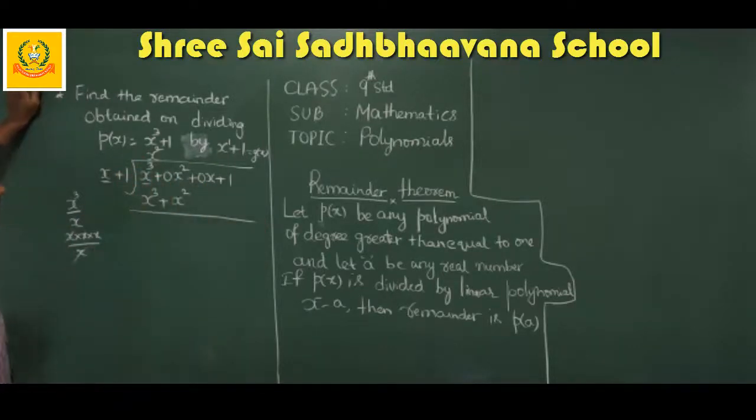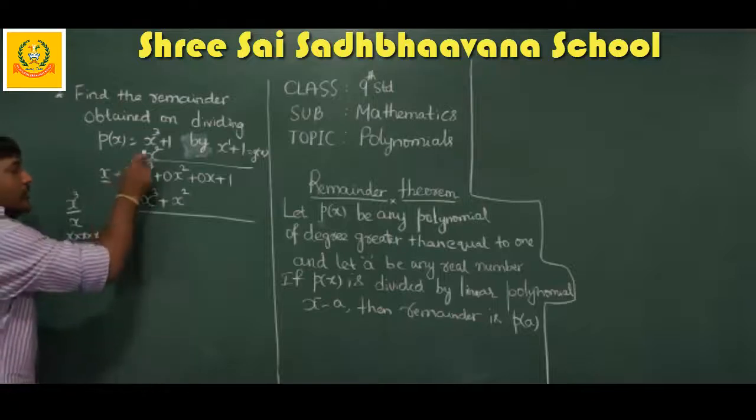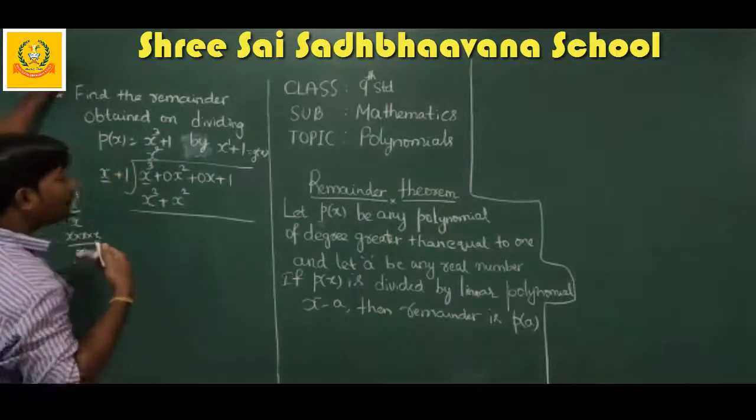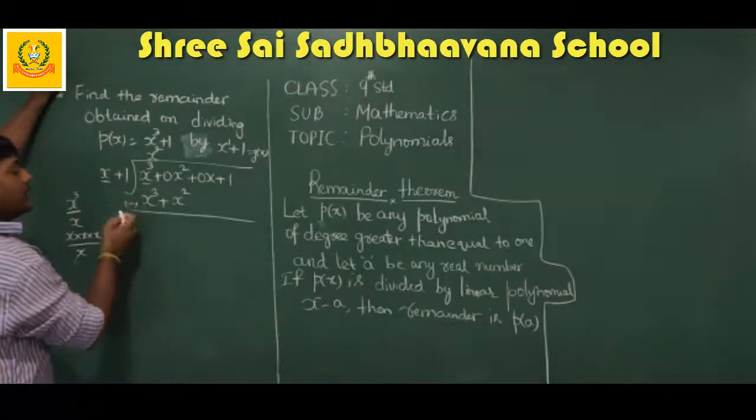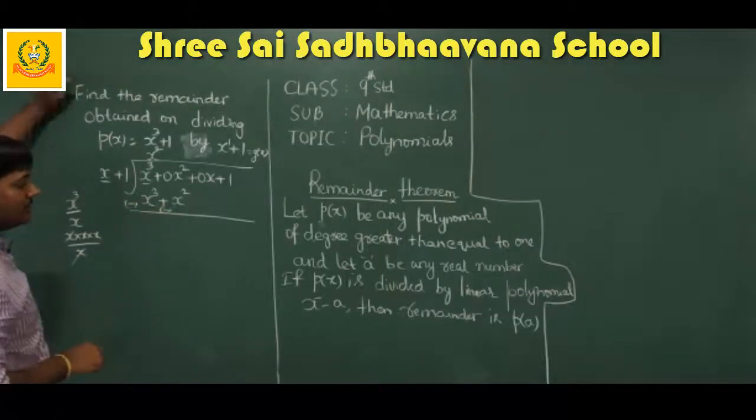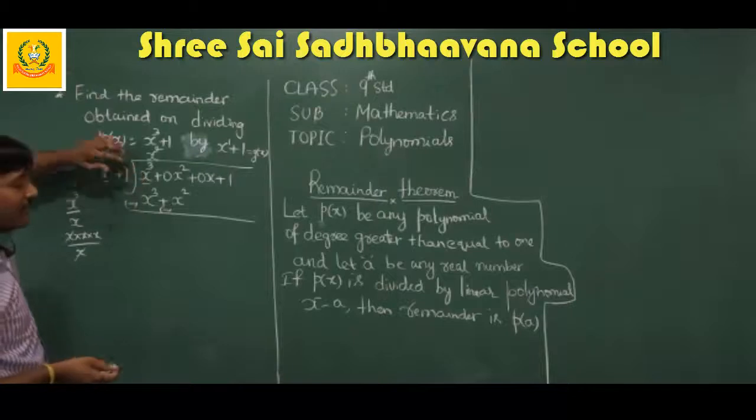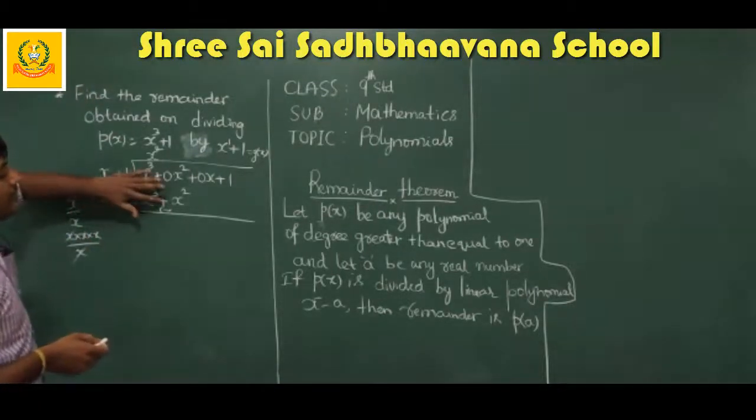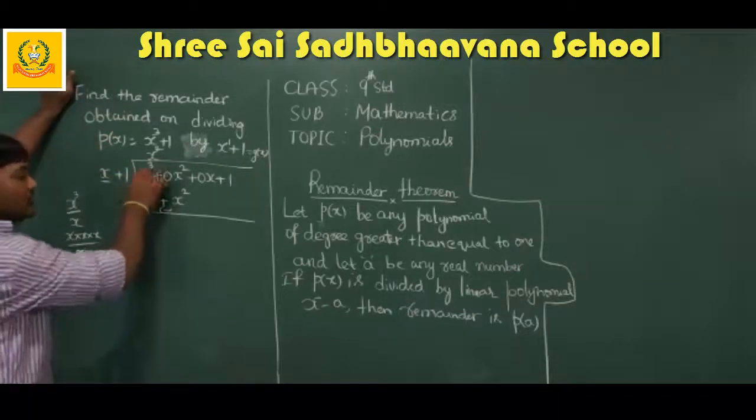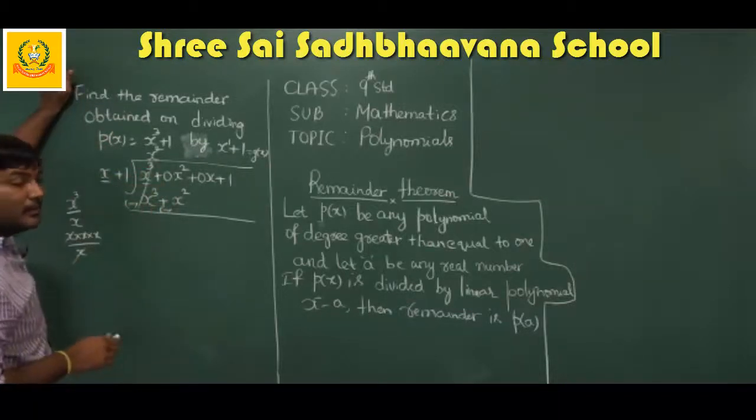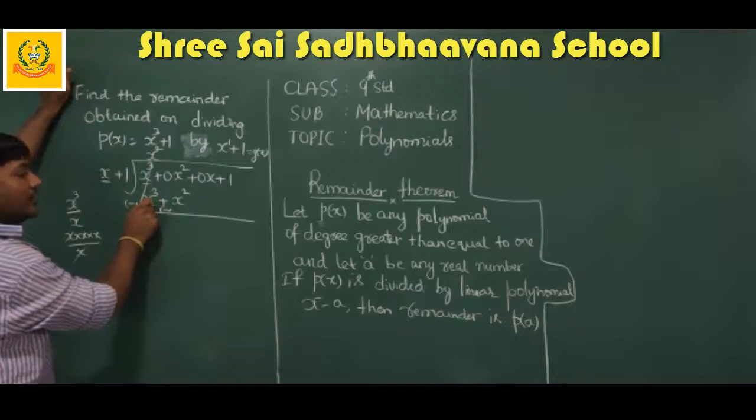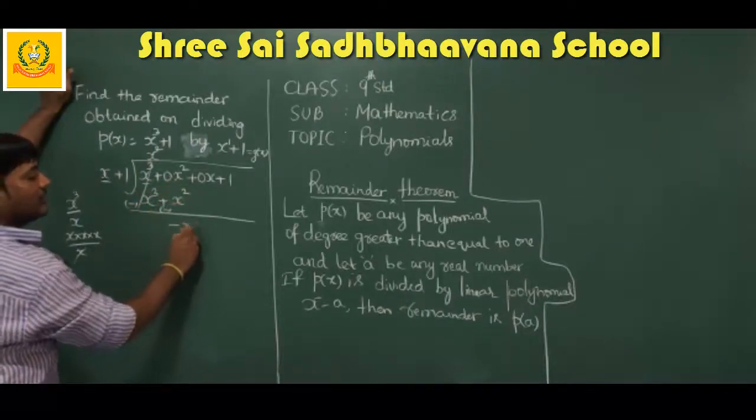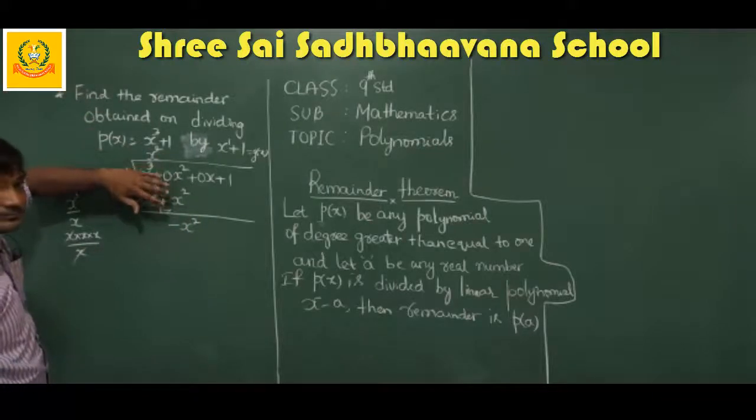x square into x is x cube, x square into 1 is x square. Is this understood? And we have to subtract. When you subtract, your signs will change, correct? Before this it is plus; nothing is there, I already told you if nothing is there, you have to assume it as plus. So plus will be minus, again plus will be minus. Here you just subtract. When you subtract, what happens? x cube and x cube will get cancelled. You will be left with 0x square minus x square, which is minus x square.